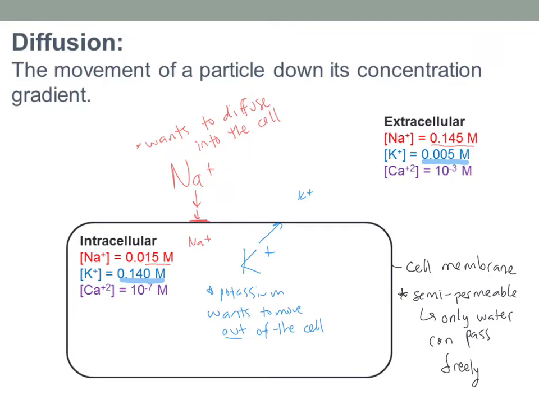And then lastly, calcium. If we take a look at calcium, you should be able to look at these numbers and see that I've got 10 to the negative 3 molar and I've got 10 to the negative 7 molar. 10 to the negative 3 is a lot bigger number because that's 0.001, versus 10 to the negative 7, which is 0.0000001, six zeros and then a 1. So it looks like I have a lot more calcium on the outside than I do on the inside. So calcium wants to diffuse in.